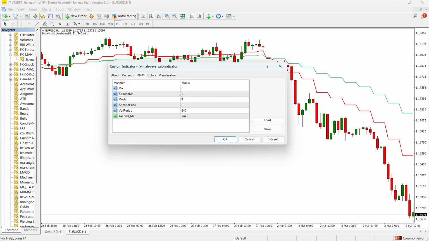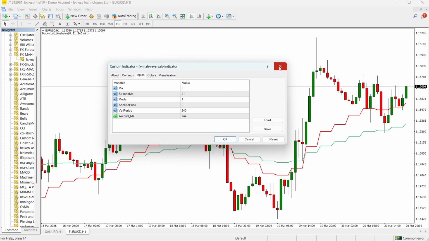Mode determines how the moving averages are calculated or applied. For example, how the logic switches between using MA and SecondMA, which affects how sharply the lines react to new highs and lows. VarPeriods adjusts the variable period used in the internal calculations, tuning how sensitive or smooth the zigzagging horizontal steps are as they follow price.